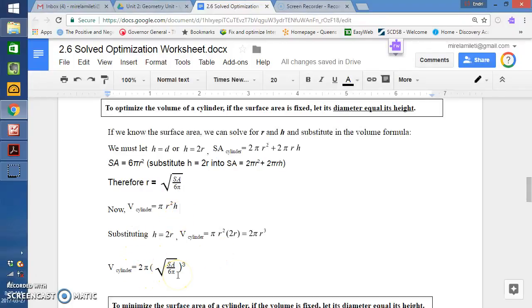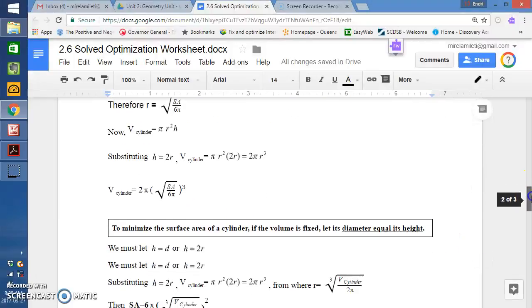Okay. Another way to do it, well, we'll see that in a second. So this is the formula. Here is the formula for the volume when the surface area is given to us.